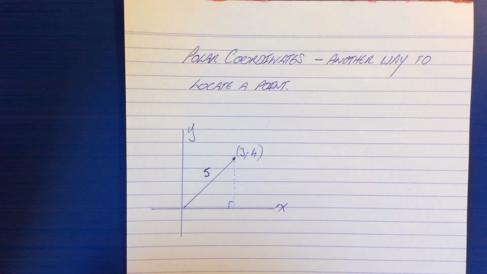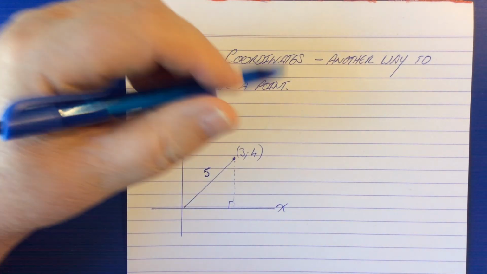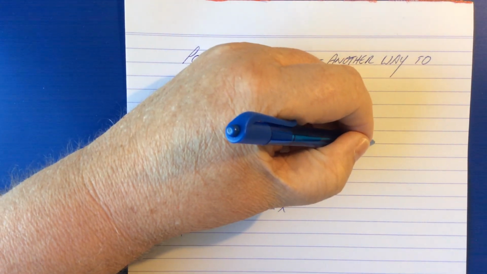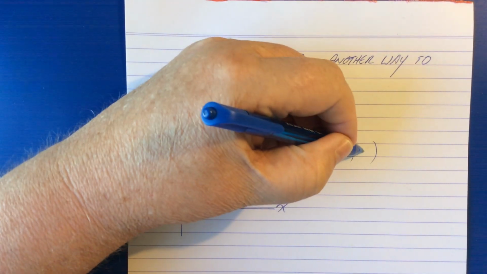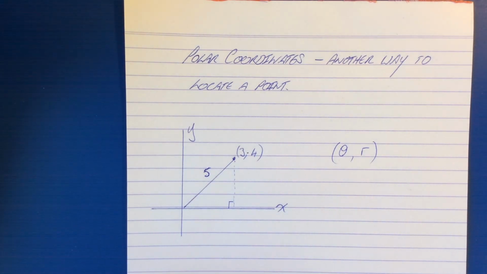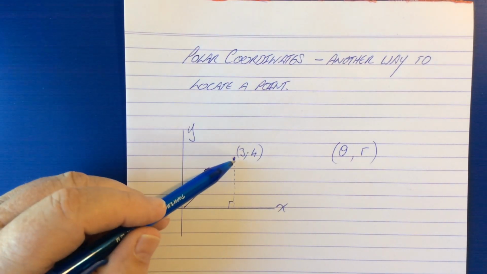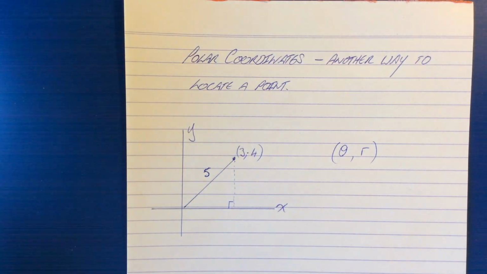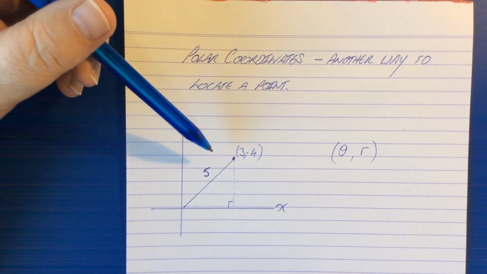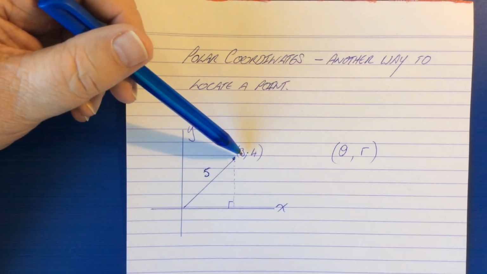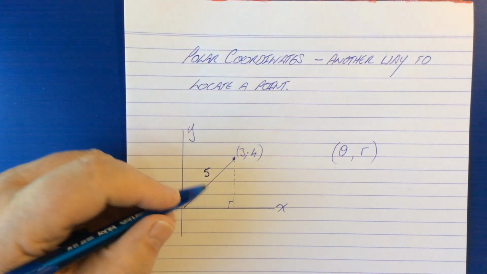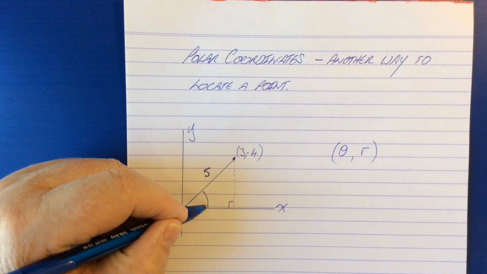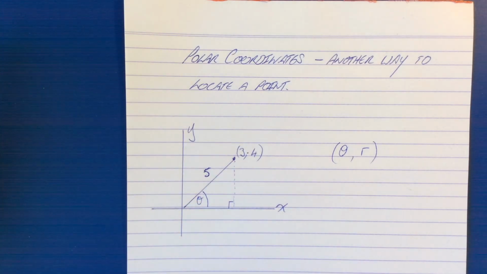Now, how can we describe that in another way? Well, we can use polar coordinates. Now, polar coordinates consist of two things. They consist of an angle, which we will call theta, and a line r, a radius, as if this were the radius of a circle. And so if we take what we have here and translate it to polar coordinates, what we have is our angle theta there.